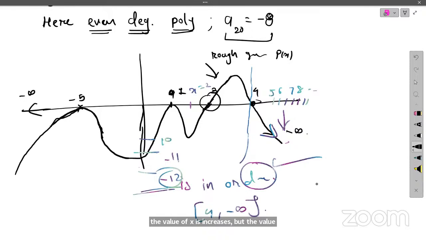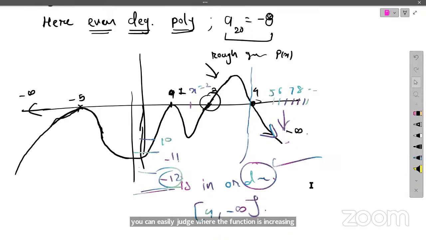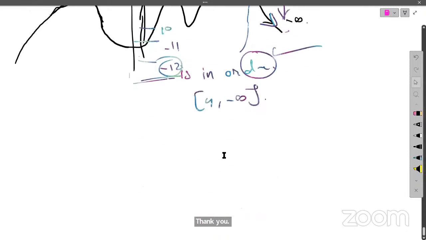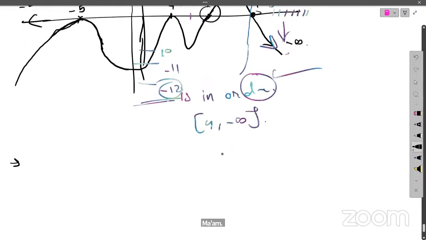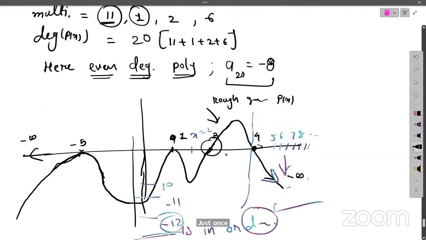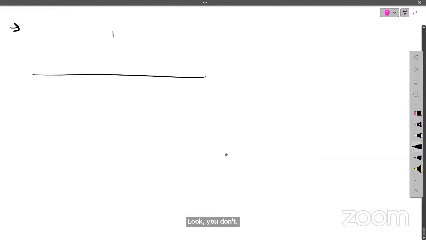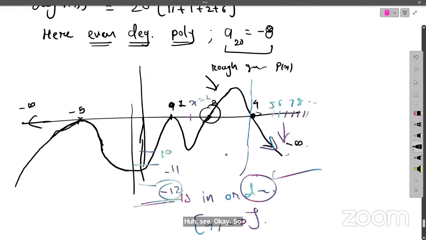Via the graph, you can easily judge where the function is increasing or decreasing, correct? Yeah, ma'am. Okay, so now I'll give you one polynomial. Ma'am, just once can you show the even multiplicity and odd multiplicity graph above, which you have drawn already? Above this I want to see.